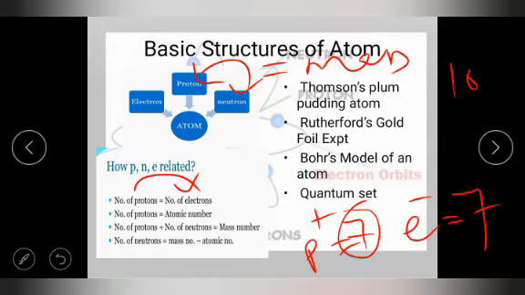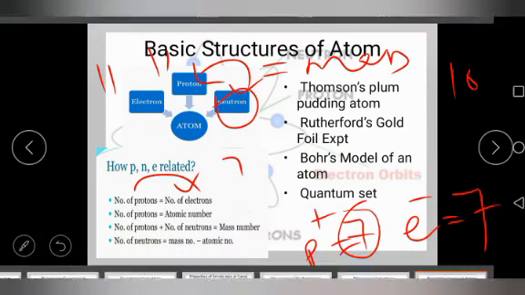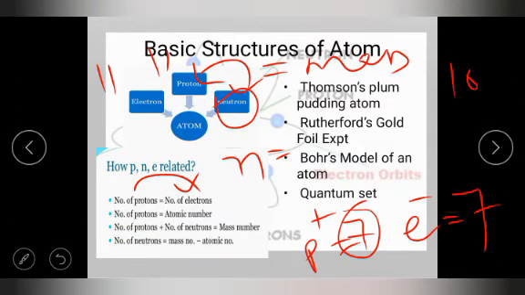And how do we calculate the number of neutrons? Suppose any atom has 11 electrons, so how many protons are there? The same, 11. But we don't know the neutrons. So to calculate the neutrons, we can use this formula: mass number minus atomic number.